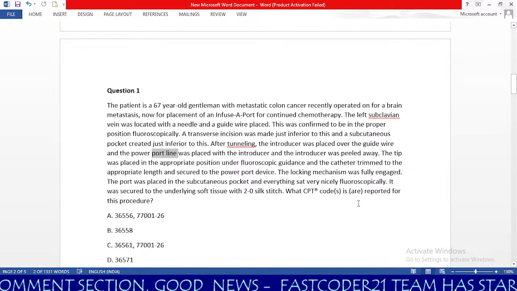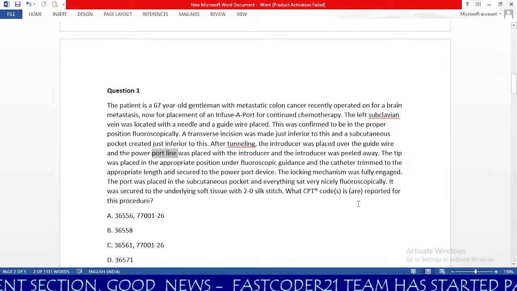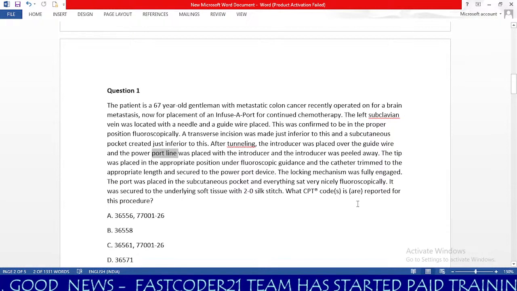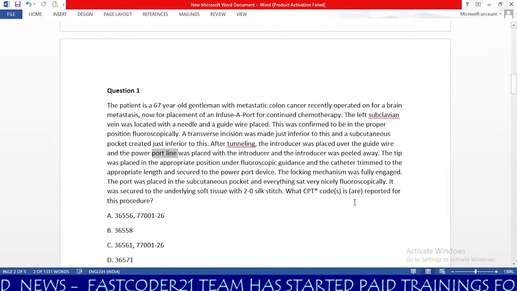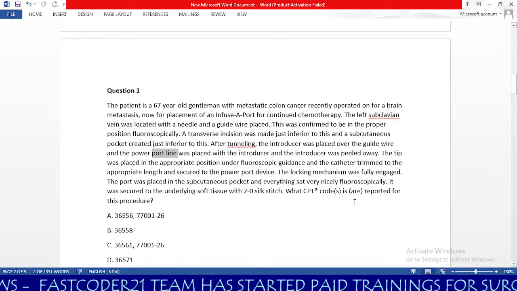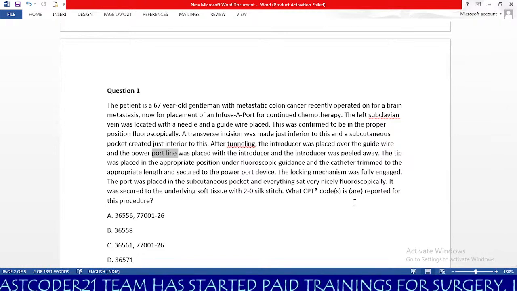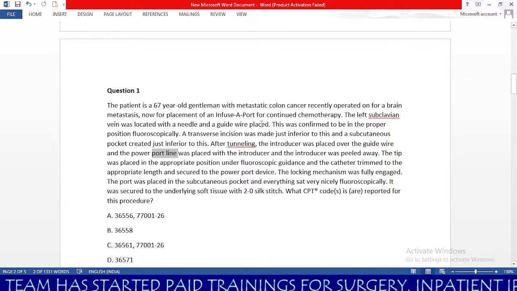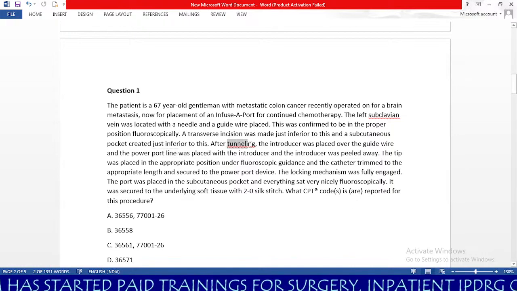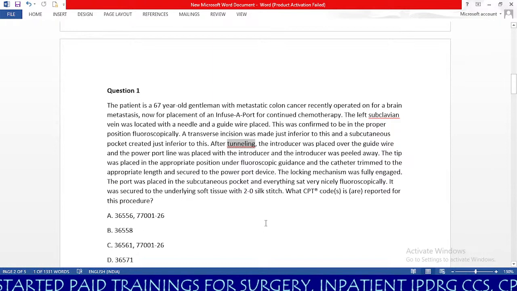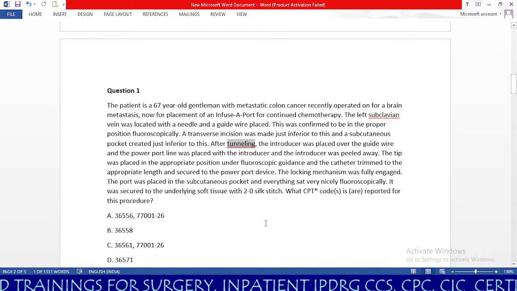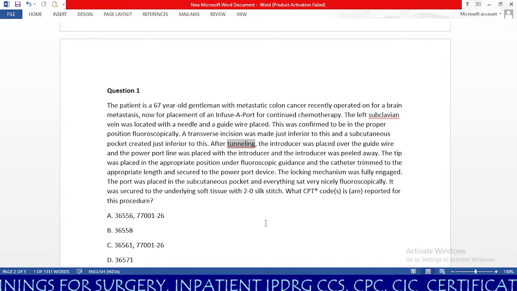First we will check 36556. What is 36556? Insertion of non-tunneled centrally inserted central venous catheter, age 5 years or older. But based on our operative report, it is a tunneled procedure, see here, after tunneling. But 36556 is a non-tunneled procedure, so we can eliminate 36556, which is A.